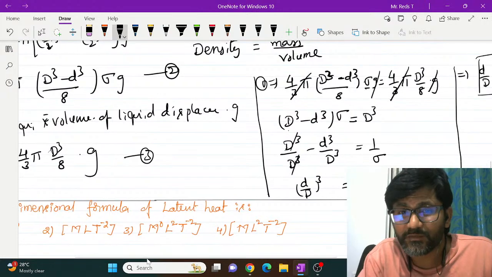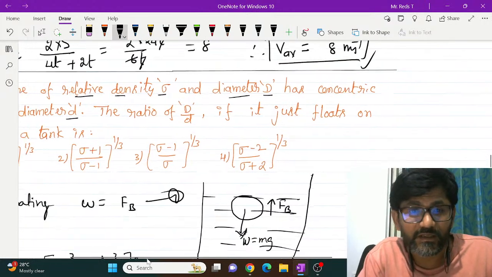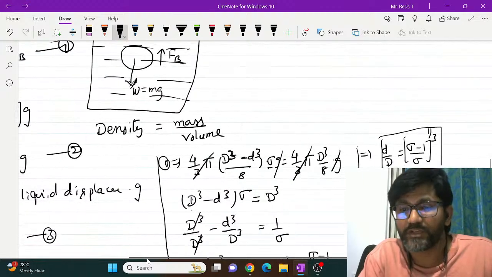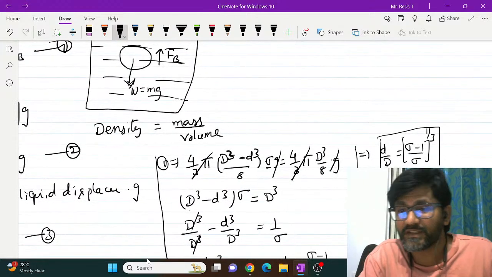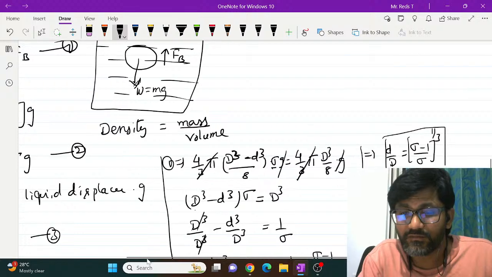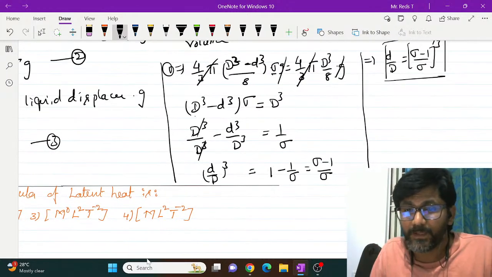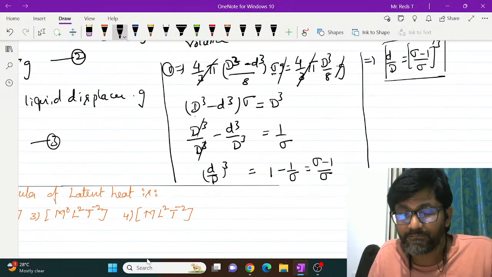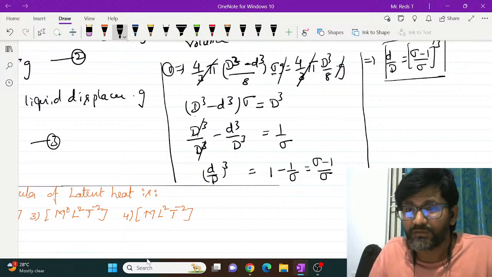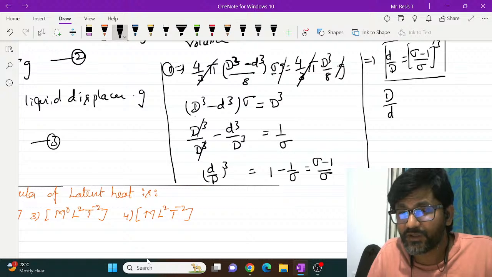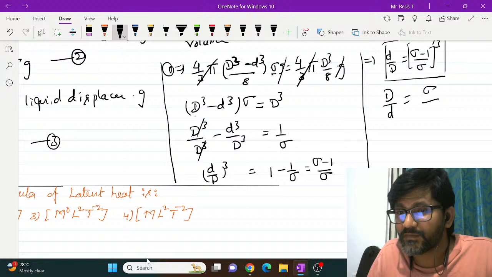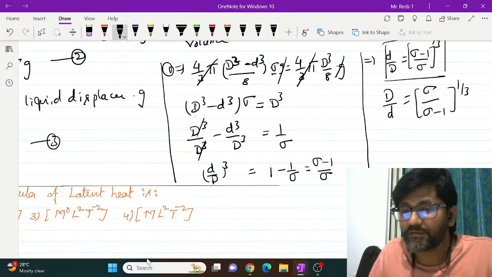Capital D by small d, and small d by capital D are asked to find. Yeah, so you have to be a little careful. Small d by capital D is this, guys. So here itself we can take this as sigma minus 1 by sigma. Whereas if you are asked to find the capital D by small d, you have to take the reverse way, that is sigma by sigma minus 1 power 1 by 3.